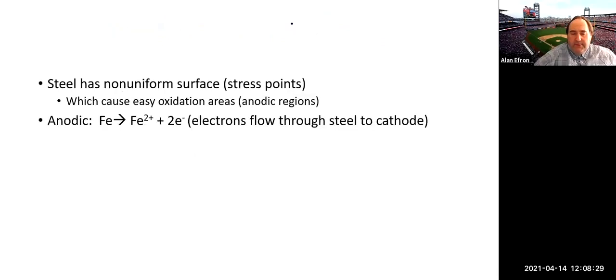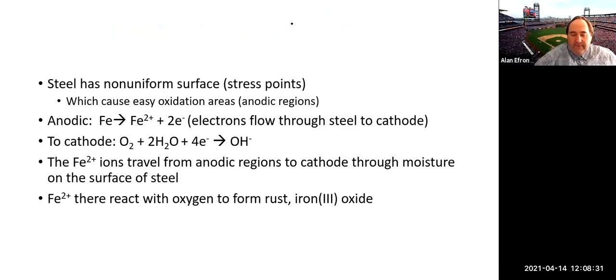Looking a little closer at rust, there are really a few things that you need for rust to occur. You need some iron, a little bit of oxygen, and some moisture, and those are all the parts needed for rust to form.